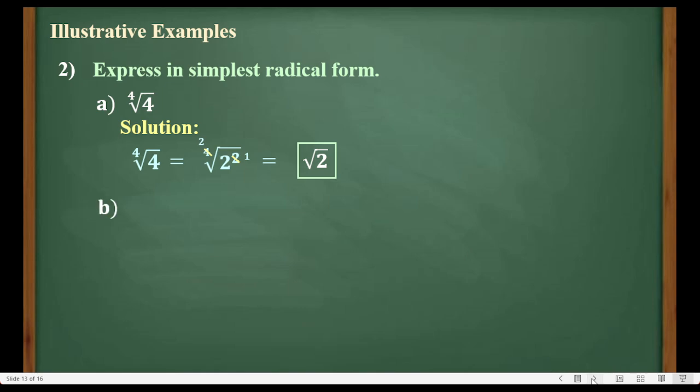Next, letter B. How about the 6th root of 125? Now, 125 can be written as 5 cubed. And we cancel the common factor between 6 and 3. The common factor of 6 and 3, we know that is 3. So that 6 becomes 2 and 3 becomes 1. So basically, letter B can be expressed in its simplest radical form as square root of 5.